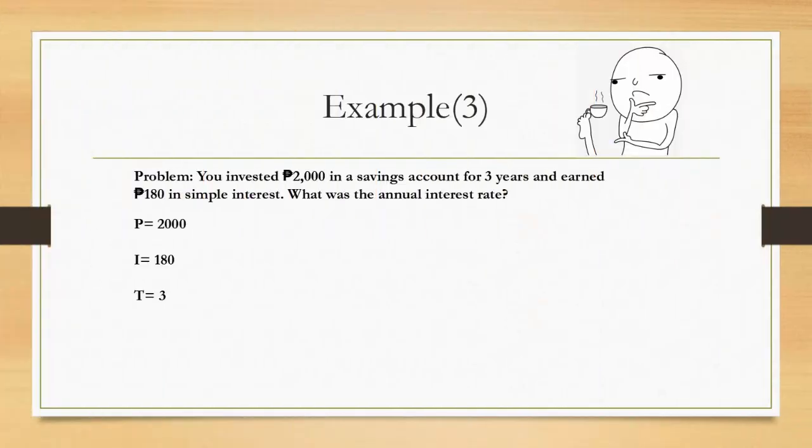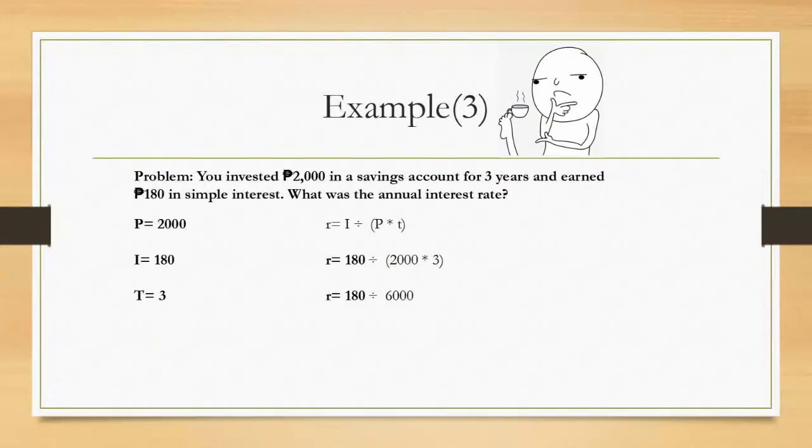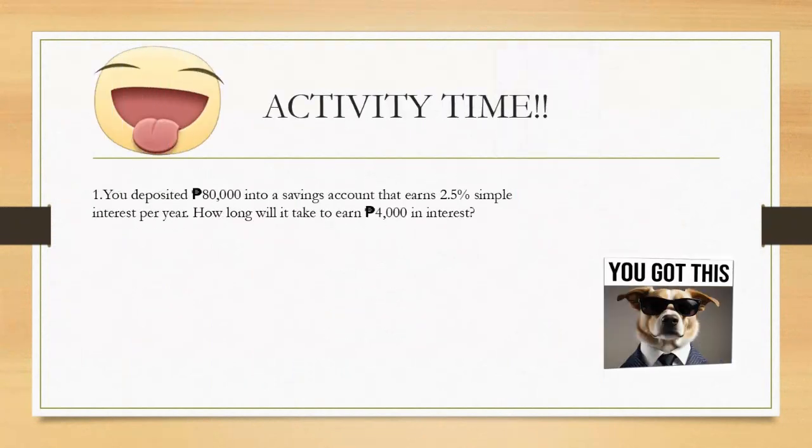Okay, let's see if our computation is correct. I is 180, P is 2,000, T is 3. 180 divided by 6,000 is 0.03. So we are correct. Now it's your turn to answer these questions. Now we have an activity. You got this, guys. I'll give you 5 seconds to answer it.